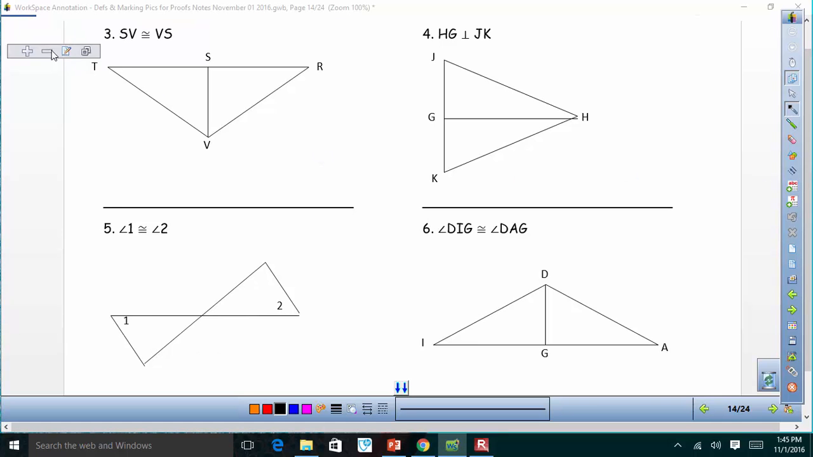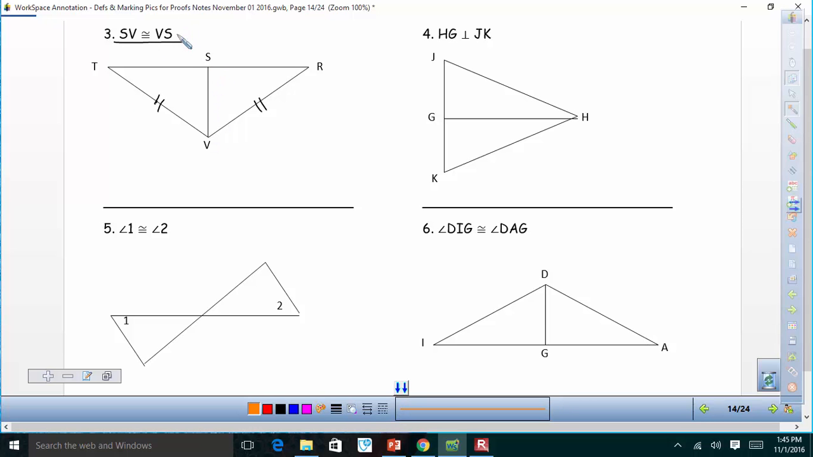Let's look at number 3. So in number 3, we already have that these sides are congruent. It tells me that SV and VS are congruent. So SV and VS, what is that called? Reflexive property. So I'm going to go ahead and label those are congruent.